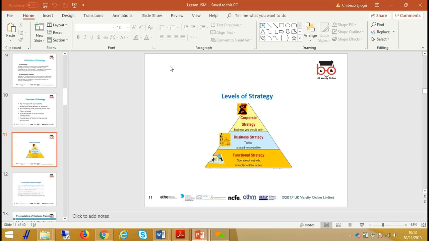We have three main levels of strategy. You do strategic planning or strategic management at three levels. At the top, we have what we call the corporate level, so we do corporate strategy there. This is where you are taking strategic decisions about what businesses you should be involved in and what businesses you should close down.